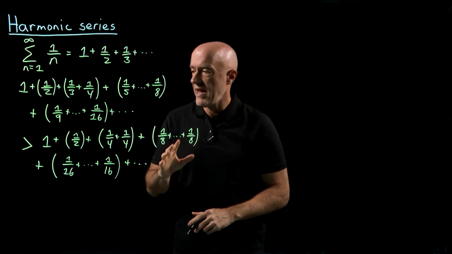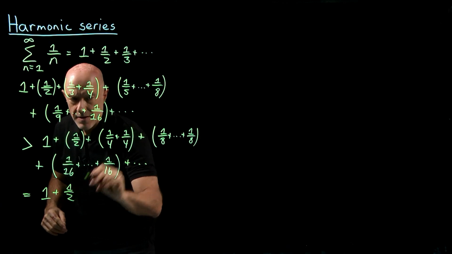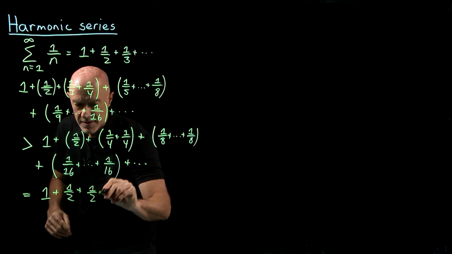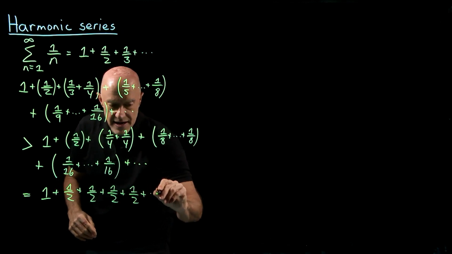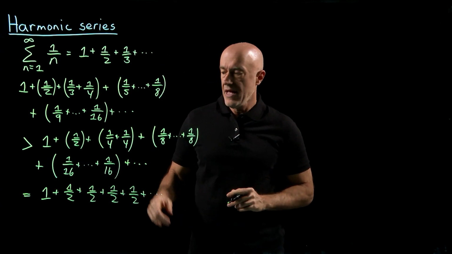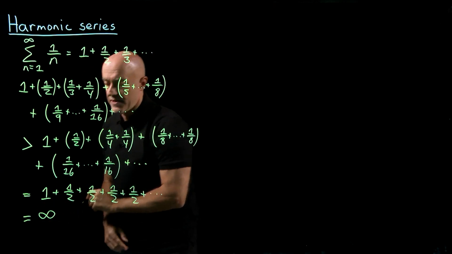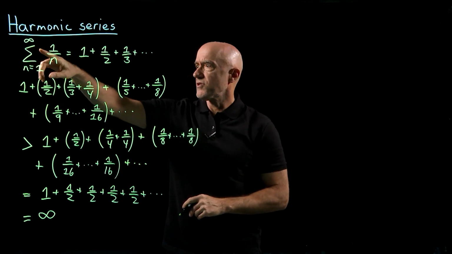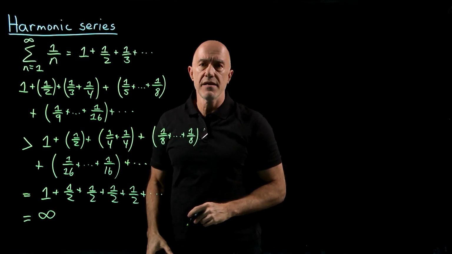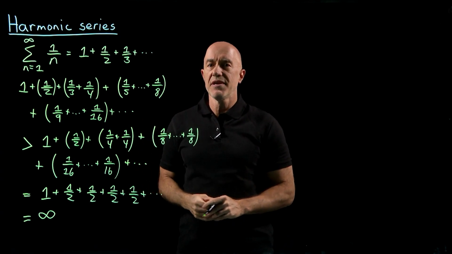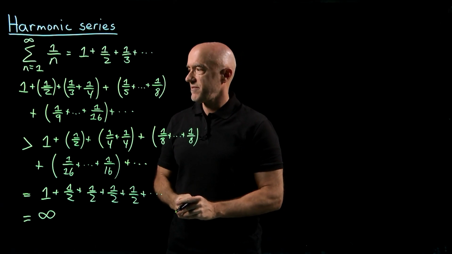4 times 1/8 is 1/2. So this is equal to 1 plus a half plus a half plus a half plus a half. And you see that we just keep adding 1/2. And that obviously goes to infinity. So the harmonic series is then larger than infinity. So the harmonic series diverges. So that's another proof of the divergence of the harmonic series.